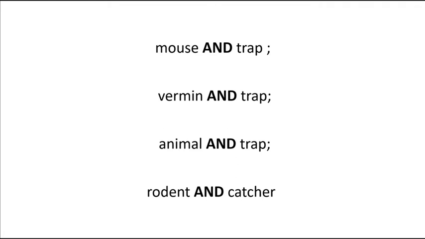Now, using the Boolean operator and placed in between two words will tell the system to look for documents where both of those said terms can be found in specified section of a patent document. For example, mouse and trap would mean that the system will look for the word mouse and at the same time trap in a single document. The same with vermin and trap, animal and trap, rodent and catcher.